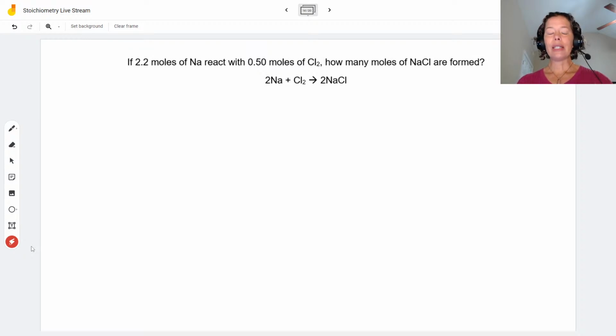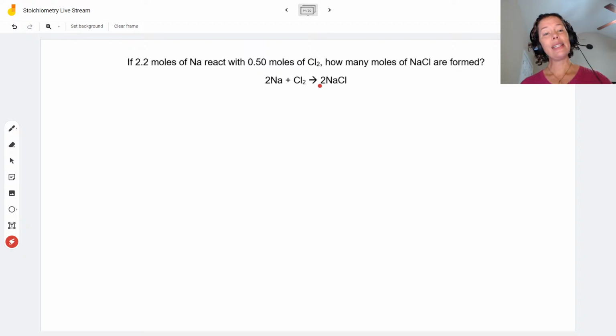So first we will identify this as stoichiometry. I have been given information about sodium and chlorine and asked about sodium chloride. And I'm sure you've already noticed I've been given information about both of my reactants and asked about my product. So this is not what I would call a simple stoichiometry problem where we're just going from reactants to products or products to reactants. This is a limiting reactant or limiting reagent problem. So we need to decide, is the sodium going to run out first or is the chlorine going to run out first? And we need to decide that before we do our actual stoichiometry.